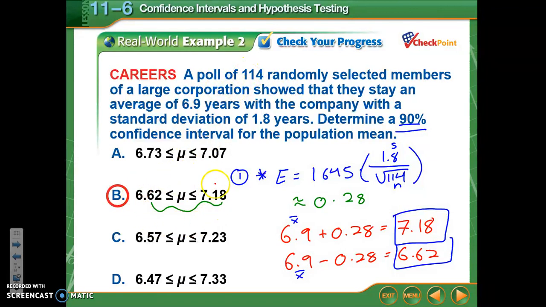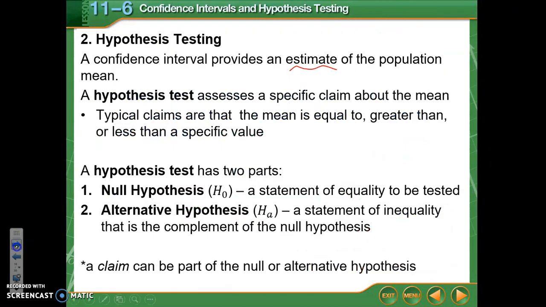This range gives me an estimate of what the actual mean or the actual average would be if I was able to talk to everyone in the large corporation. I can, with 90% confidence, say that the actual mean would be in this range. So this is an estimate. That's what the confidence interval does for me.